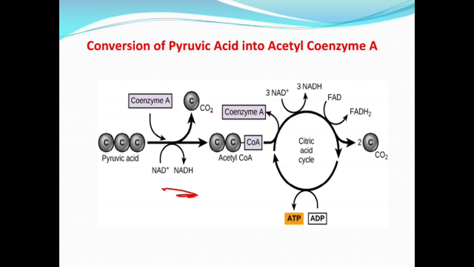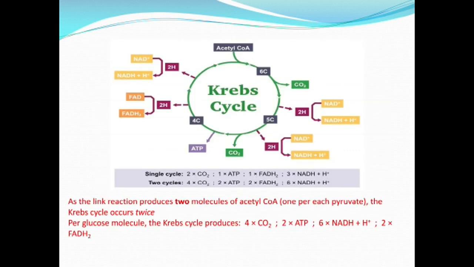Got it? Now, after the formation of acetyl CoA in the matrix of mitochondria, it enters the mitochondria. Got it? And now here starts a cyclic pathway which is known as the Krebs cycle, or the citric acid cycle, or the TCA cycle. TCA cycle means tricarboxylic acid cycle.